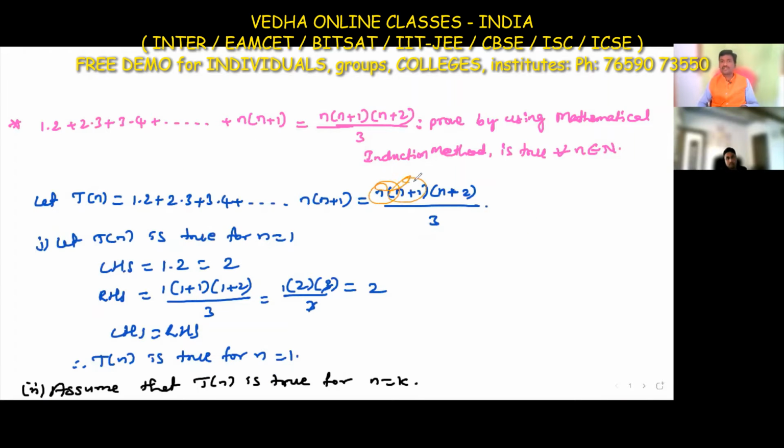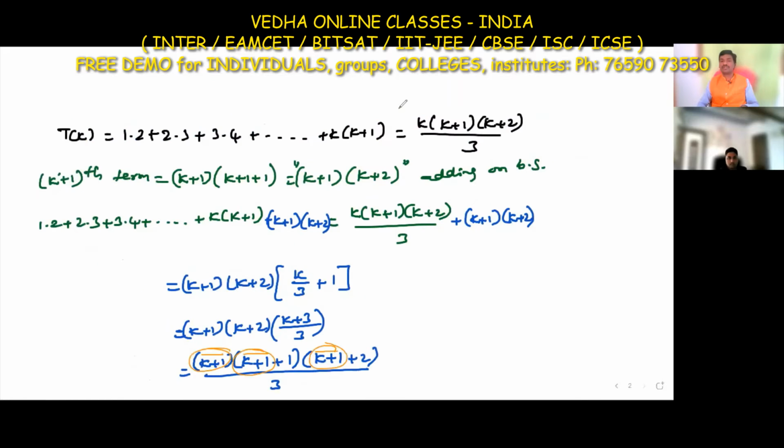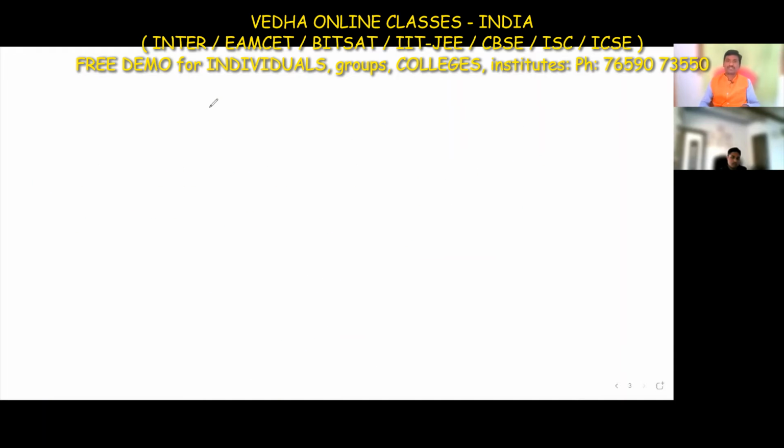Here n into n plus 1 into n plus 2 divided by 3. So we want that only. That means it is also true for n is equal to k plus 1. Therefore T of n is also true for n is equal to k plus 1.